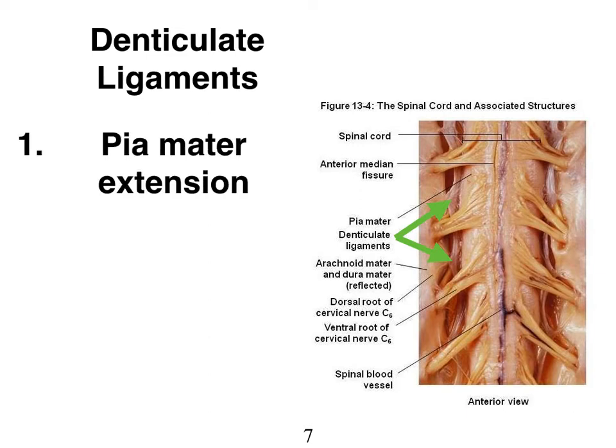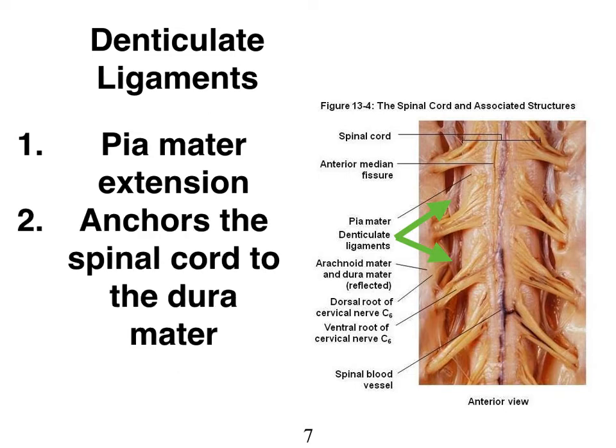The pia mater extends to grab onto the dura mater. This serves as an anchor to keep the spinal cord attached to the dura mater so that it doesn't move too much during movement. So we have denticulate ligaments as a specialization of the pia mater, where little extensions connect to the dura mater to hold the spinal cord in place.